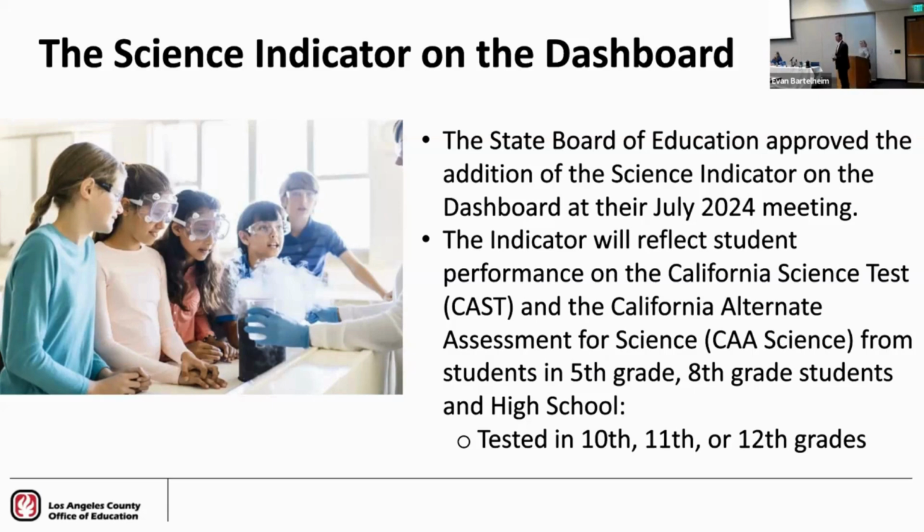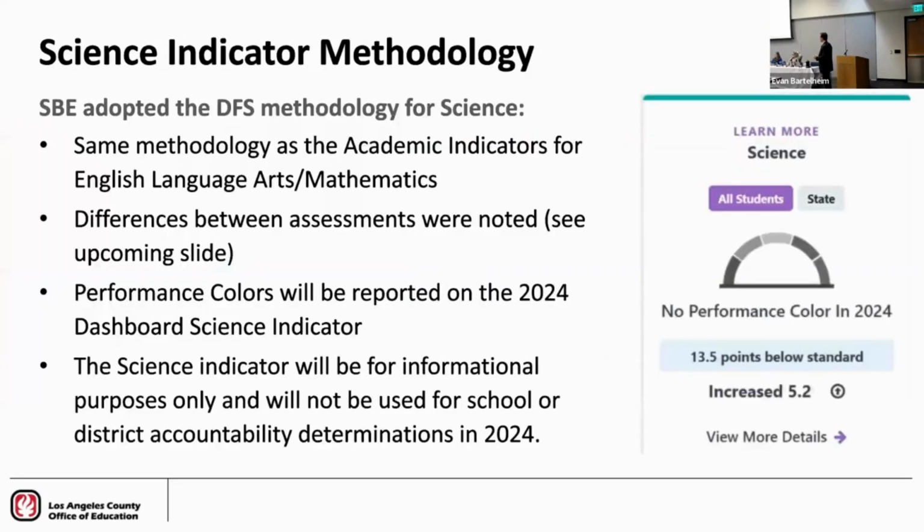So science. This is exciting, I think. If you're a science nerd, having science on the dashboard. We've been waiting to put science on the dashboard. I mean, the folks in the science world, Anthony Kwan, our STEM guy here, I know he's been advocating for this for a while. So State Board did approve the addition of science to the dashboard at their July meeting. And the indicator, of course, will reflect similar to the other assessment-oriented indicators. It's going to look at the results from both the CAST and the California Alternate Test for Science, which will include all 5th grade, 8th grade, and students in high school when they're tested in either 10th, 11th, or 12th grade.